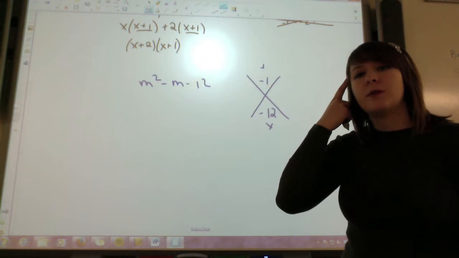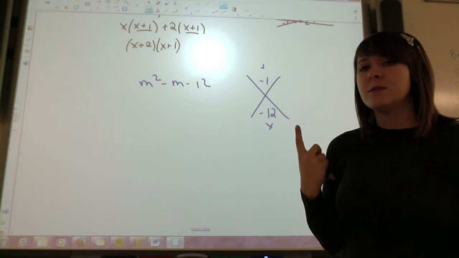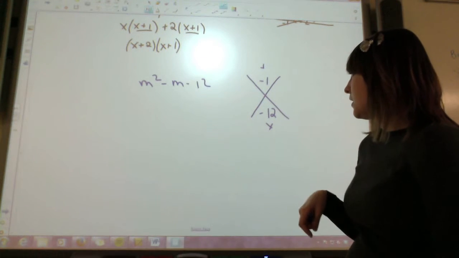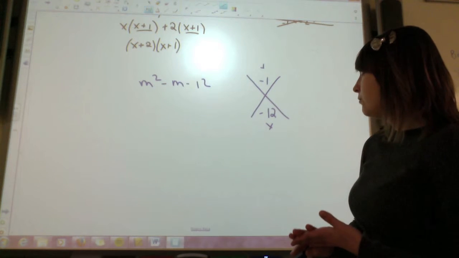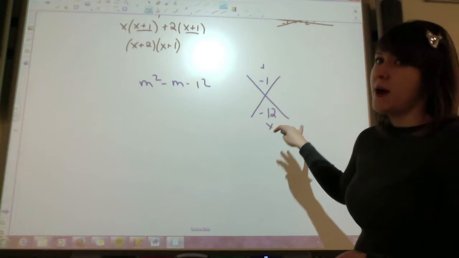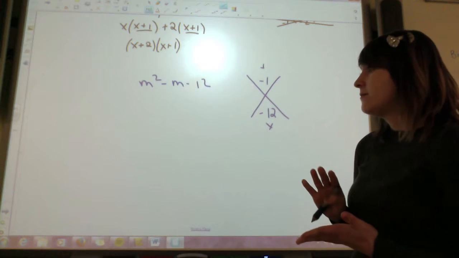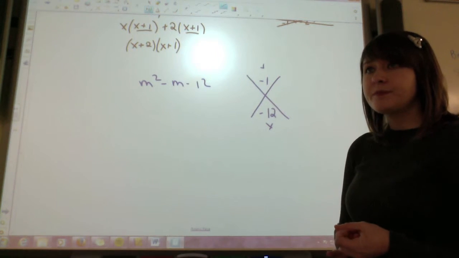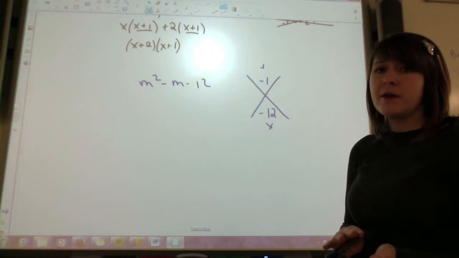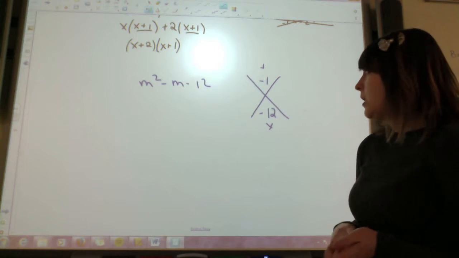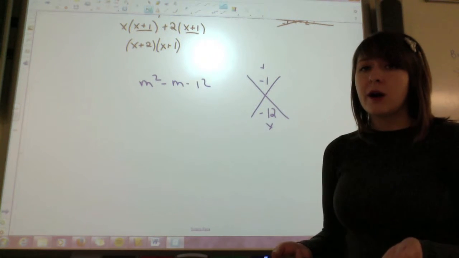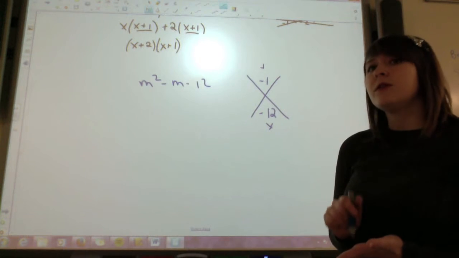So I'm going to go through and think about the possible numbers that could multiply to -12. I've got 1 and 12, which no matter how I arrange that, I could not get -1. I have 6 and 2. Again, no matter how I arrange that, that could not give me -1. Then I have 3 and 4. So I know that 3 and 4 is the right answer.